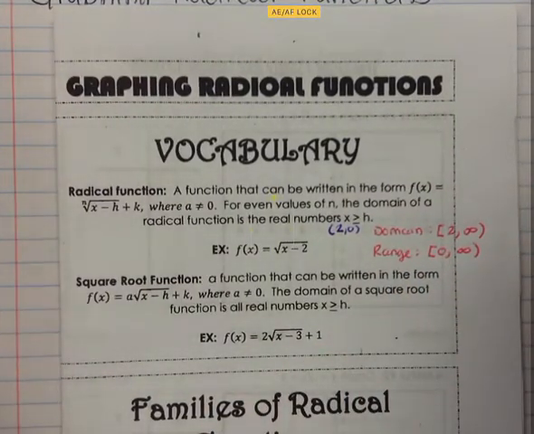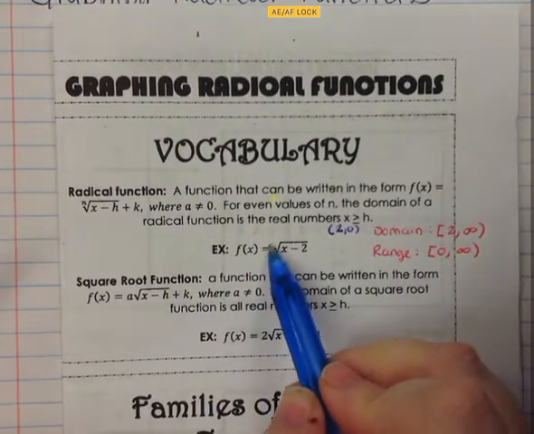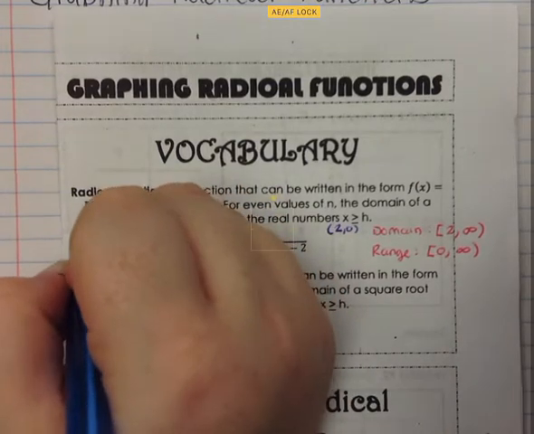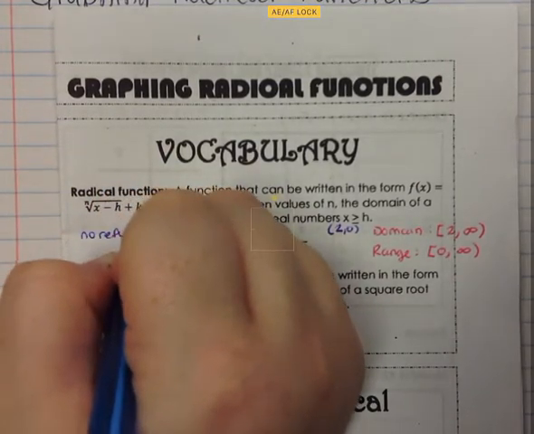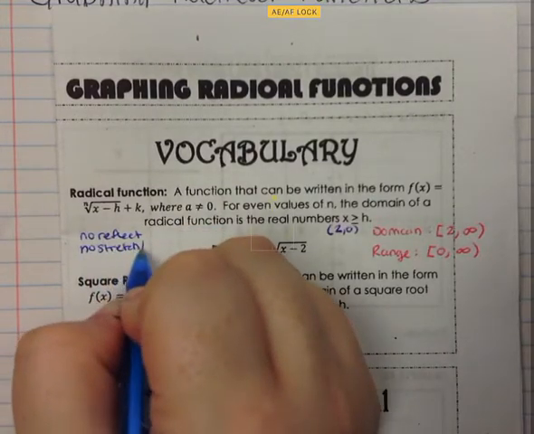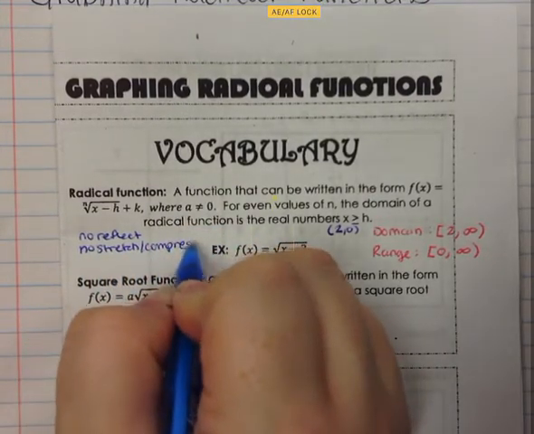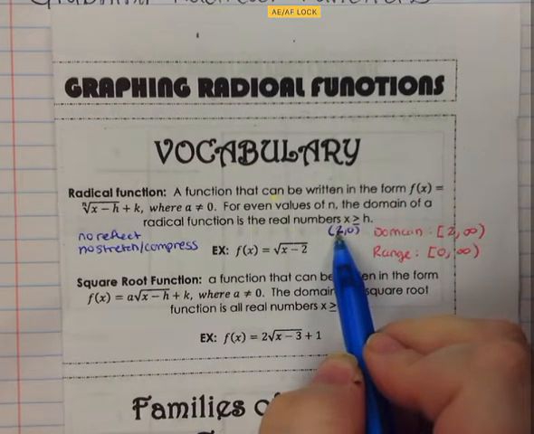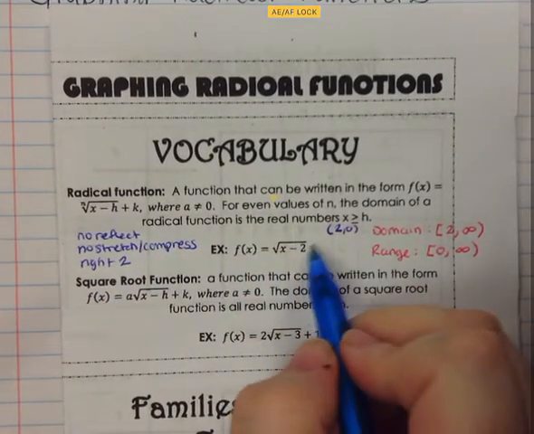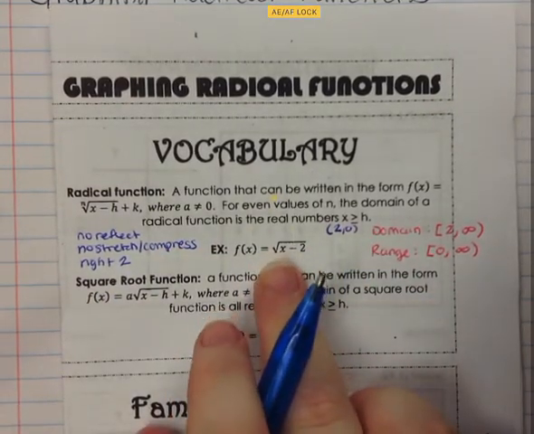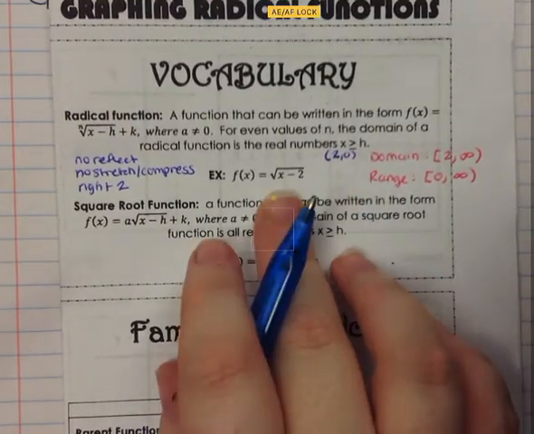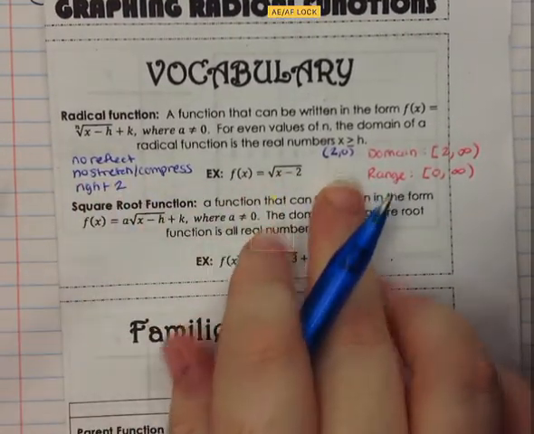If we were to talk about our transformations, your a value is a positive 1. So there is no reflect, there is no stretch or compress, but our h value does go to the right 2, but it doesn't go up or down. So on this one, we will still do it just like we did from vertex form. We would find the transformations the exact same way.